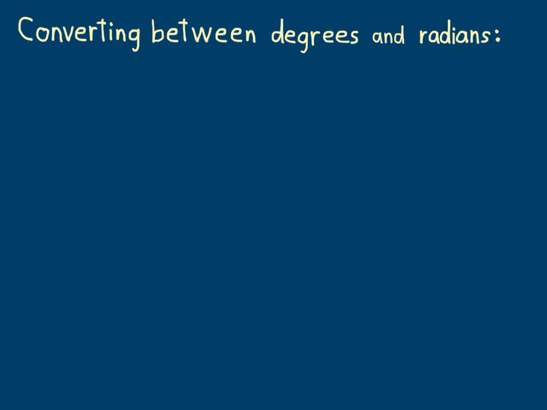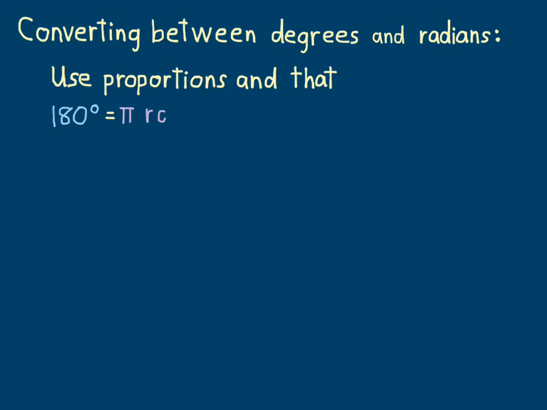So occasionally it's important for us to be able to convert between degrees and radians or vice versa. And so we need to know how to do that. And basically it just works by setting up proportions, and using the fact that 180 degrees is pi radians. And 180 degrees is halfway around the circle.